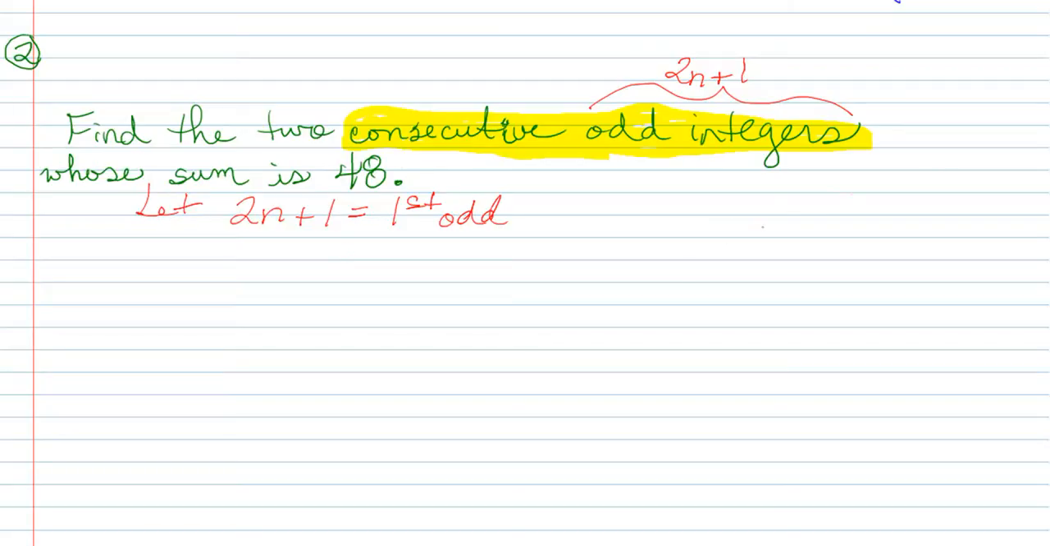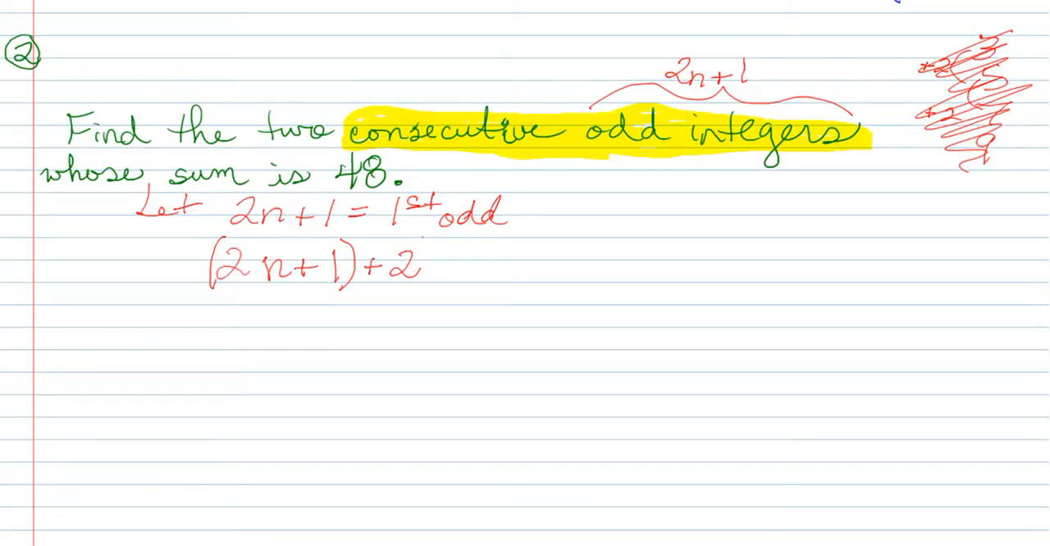Let's think about this. Let's look at a list of some odd integers. We have 3, 5, 7, 9. How many apart are they? We have to add 2 to get to the next odd integer. So if we have the first one here, the next consecutive odd integer would be 2n plus 1, because you have to include that whole first one. So 2n plus 1, that's my first integer, plus 2.